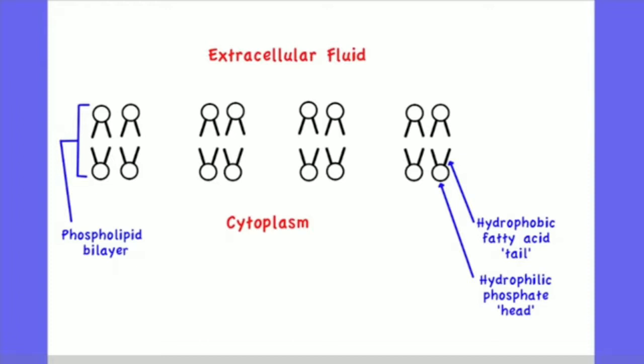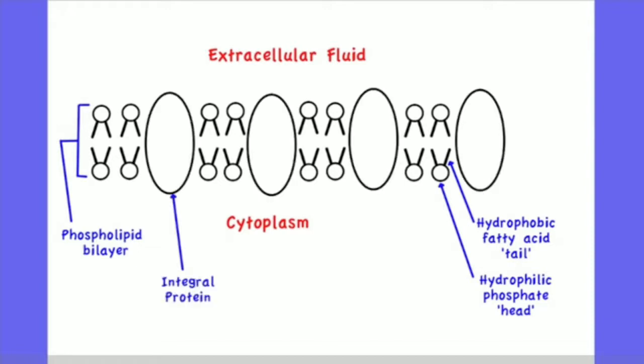And so they orientate themselves so that the heads are pointing towards where the water is, in this case like the cytoplasm or the extracellular fluid, and the tails, they're pointing away. So that leaves like a water-free zone in between the two layers, the top layer and the bottom layer.